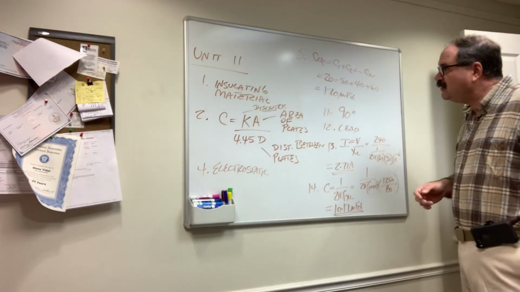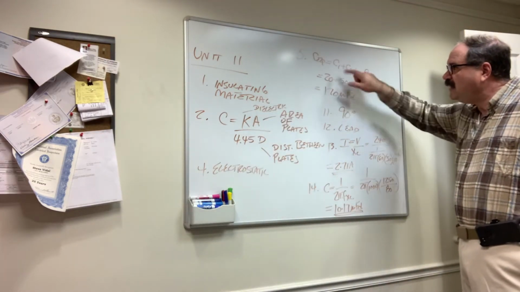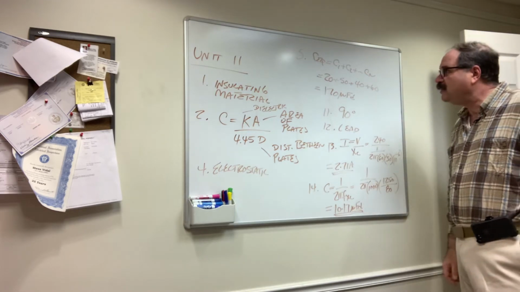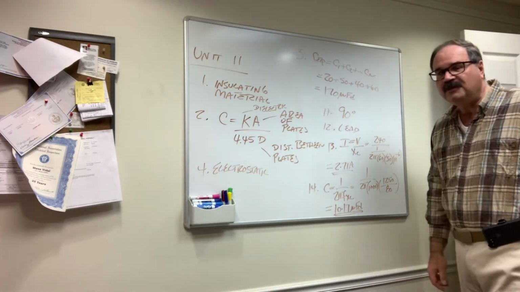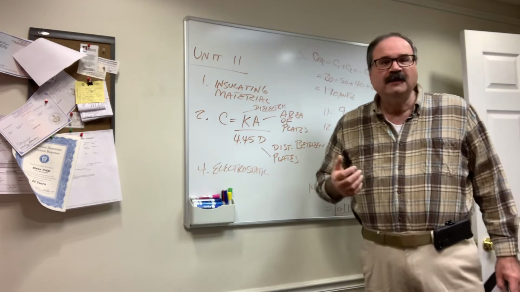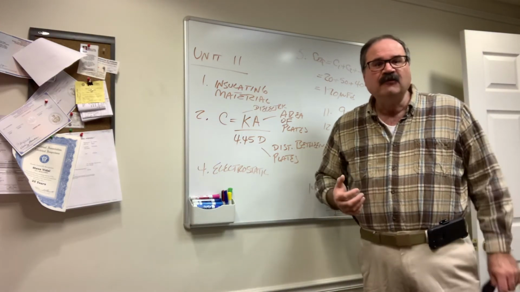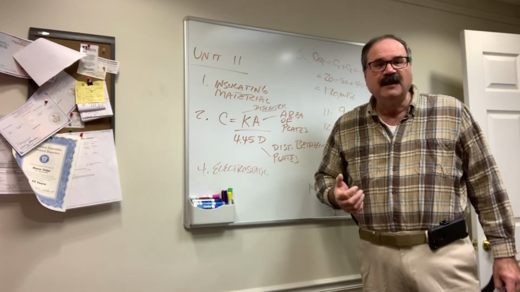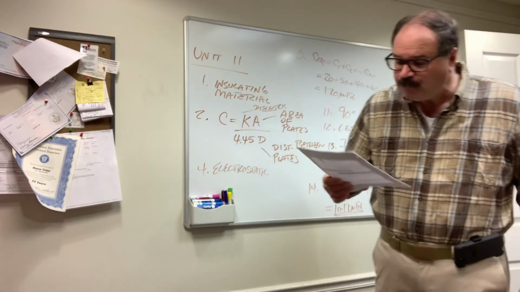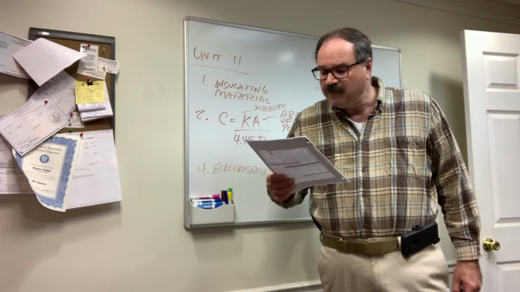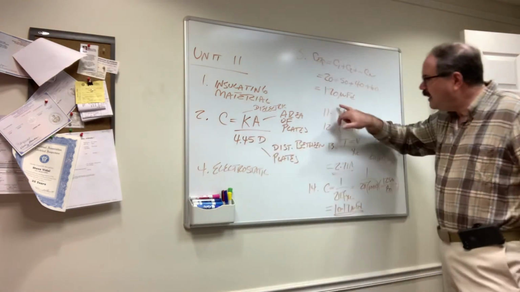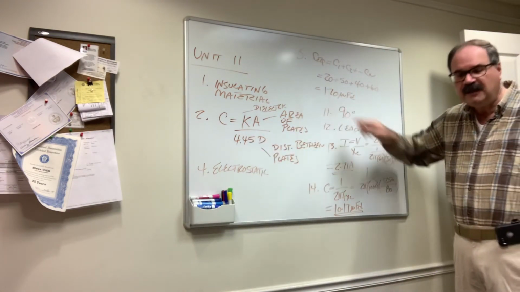For capacitors in parallel, C equivalent is equal to C1 plus C2 plus C3 plus C4. What I like to tell students is, capacitors in parallel add like resistors in series. It's the same type of expression. So all you have to do is add up 20, 50, 40, and 60, and your final answer will be 170 microfarad.